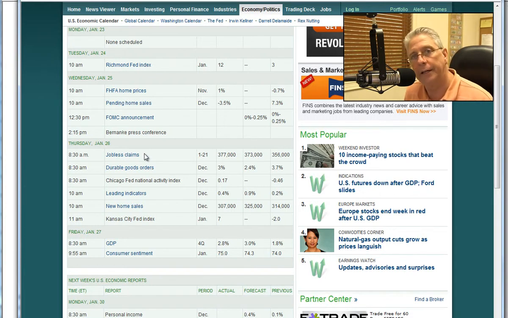You've got new home sales. Well, that impacts the home builders. And if we're building more homes and selling more homes, then that impacts whether or not people are buying furniture. It impacts whether or not people are buying things to remodel their home, Home Depot, Lowe's, those types of stocks. And it does have an impact.